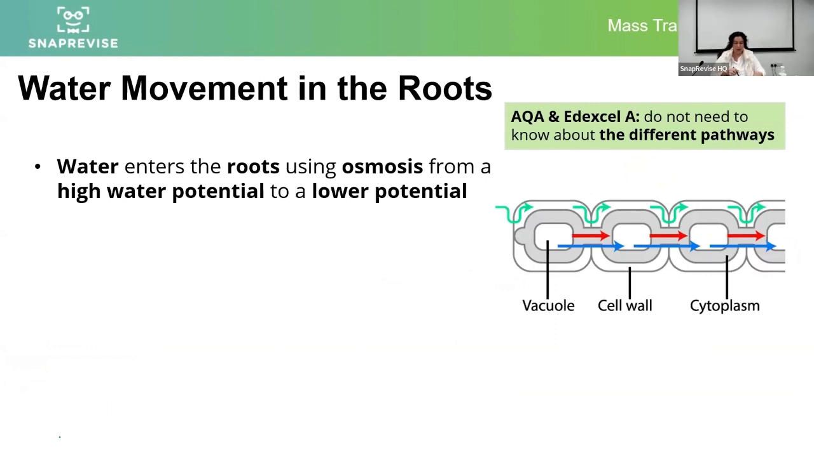So water enters the roots by osmosis. Never get tempted to say that water moves by any other mechanism, right? Water, osmosis, always, from a high water potential to a low water potential. Yeah, that's how osmosis works. Water moves from high to low water potential.